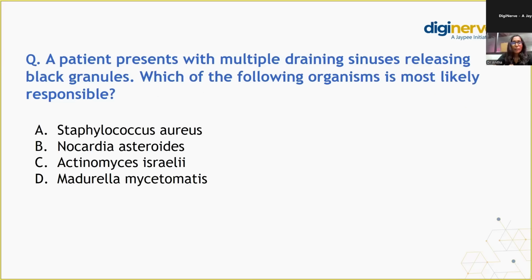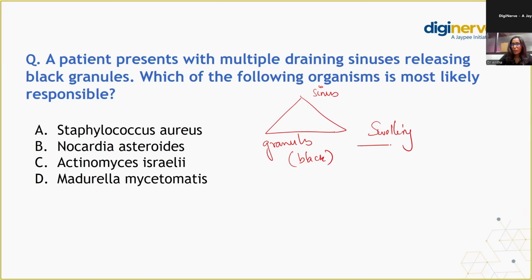Next question. A patient presents with multiple draining sinuses releasing black granules. Which of the following organisms is most likely responsible? The patient is having sinus granules, and it is mentioned they are black in color. Obviously, the patient would have swelling also. So this points towards the patient having mycetoma. So they're asking what is the commonest agent?